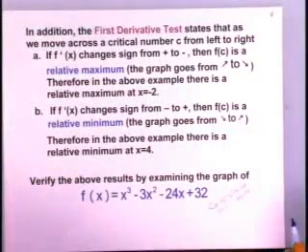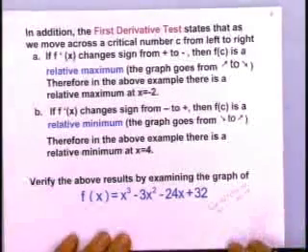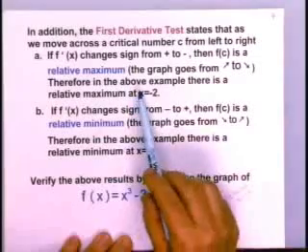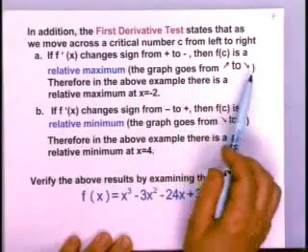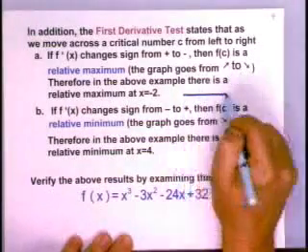In addition, the first derivative test states that as we move across a critical number from left to right, if the derivative changes sign from positive to negative, then f of c is a relative maximum. That is, the graph goes from increasing to decreasing. Let's look at our example.